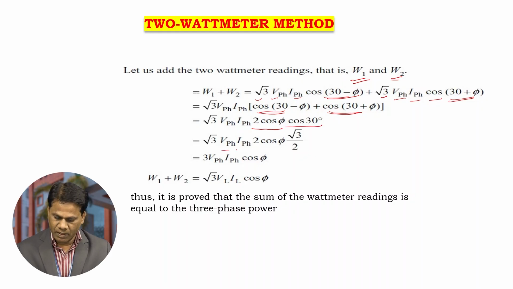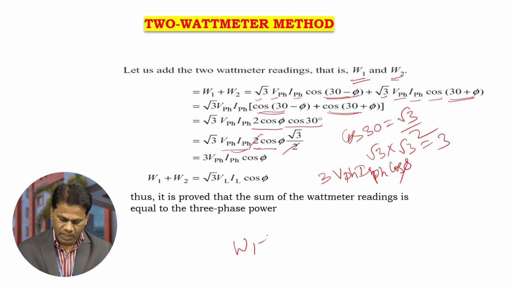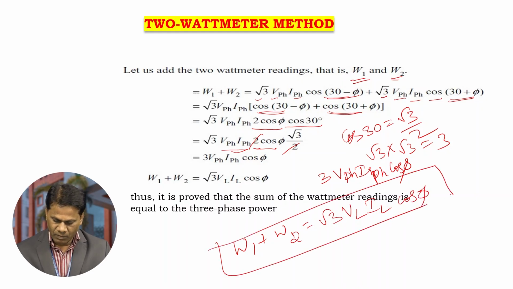So we have root 3 V phase I phase times 2 cos 5, whereas cos 30 is root 3 by 2. The 2 cancels, and root 3 into root 3 is 3. Finally, we get 3 V phase I phase cos 5. That means W1 plus W2 equals root 3 times, in terms of line voltages, VL IL cos phi. So we can write it like this: W1 plus W2.